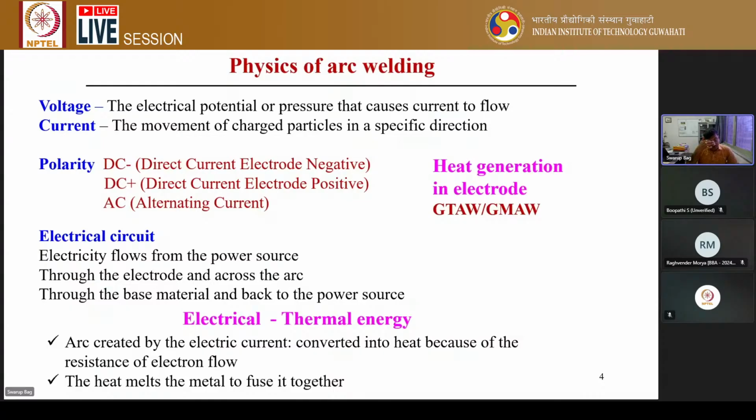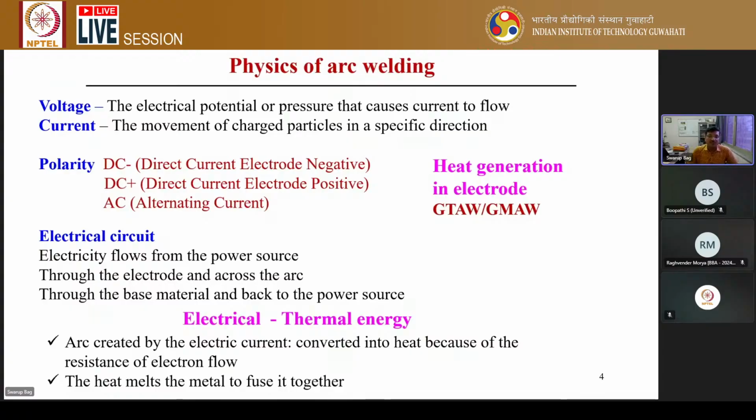So that's why we can use the alternating current, such that 50% heat will be generated on the workpiece and 50% heat will be generated on the electrode material. That will help both the cleaning action of the oxide layer and the welding process. So that's why AC current is most suitable for aluminum or aluminum alloy.